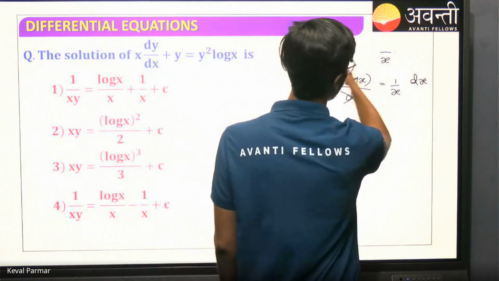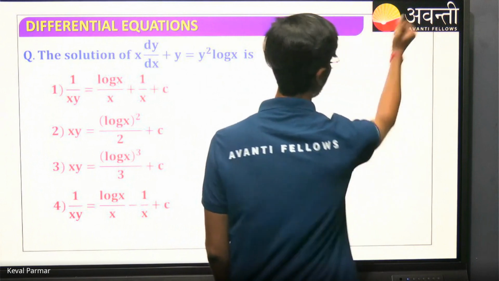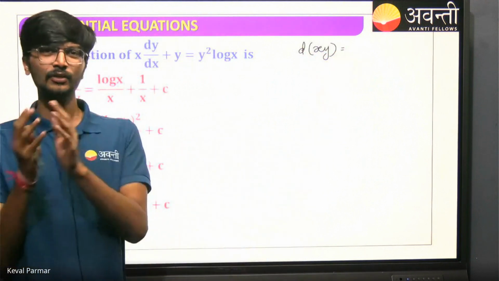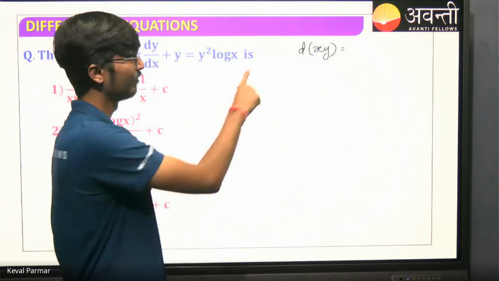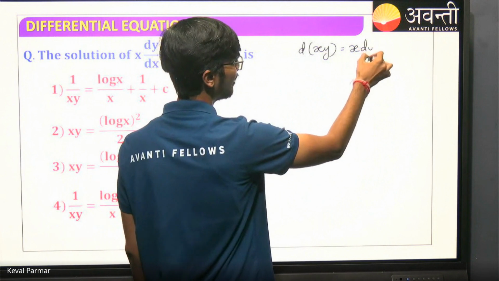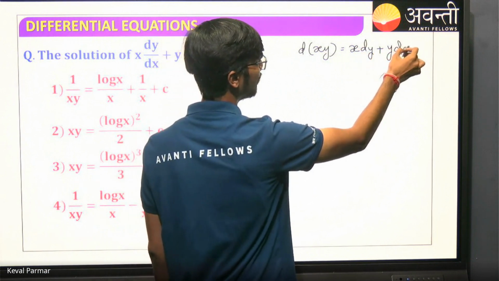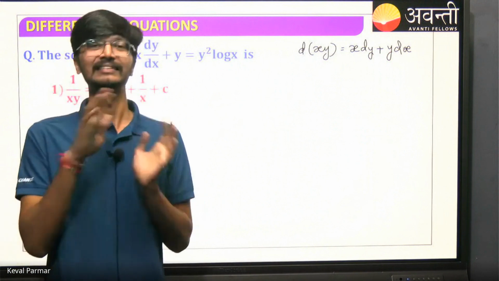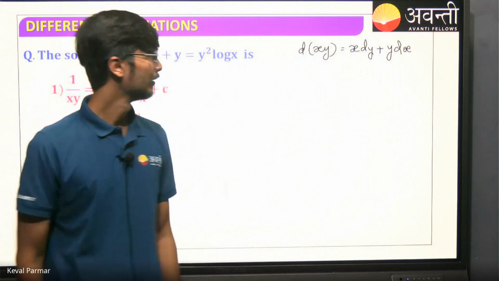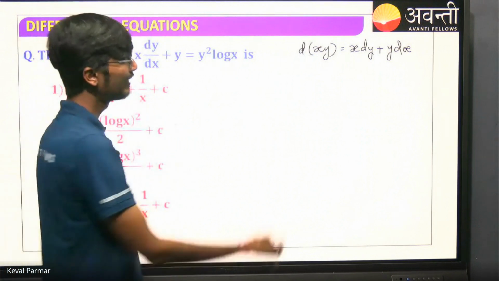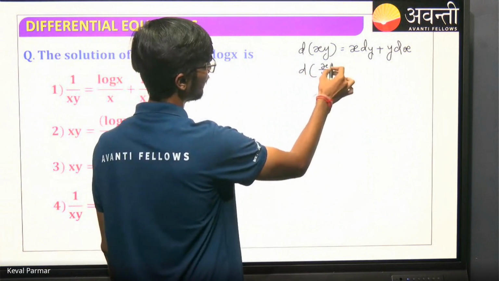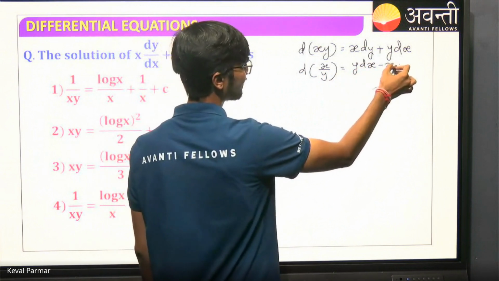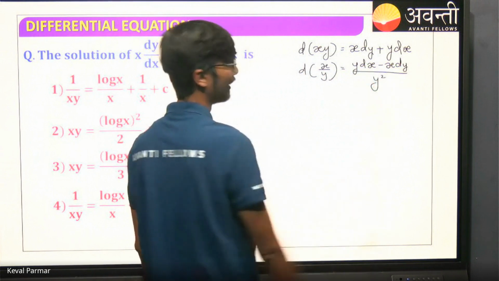So similarly, let me write the product rule. Derivative of x into y, I am not saying with respect to what. It will be x into derivative of y plus y into derivative of x. These are the basic rules. dy is the derivative of y. Now, if I say dy upon dx, then it is the derivative of y with respect to x. So only dy means derivative of y. Similarly, derivative of x upon y, this is the u upon v rule. What will it be? y derivative of x minus x derivative of y upon y square.